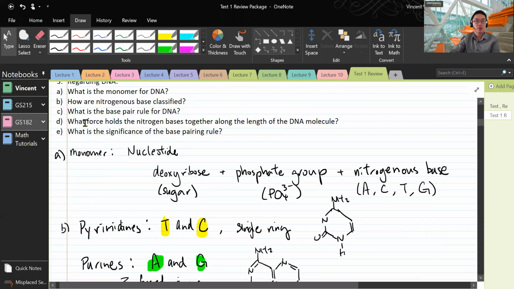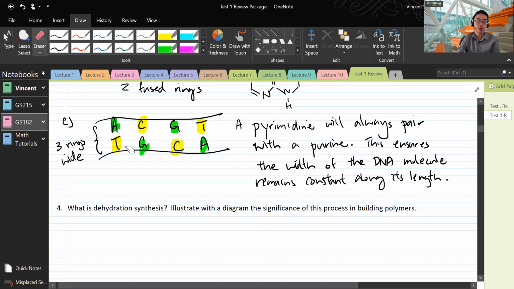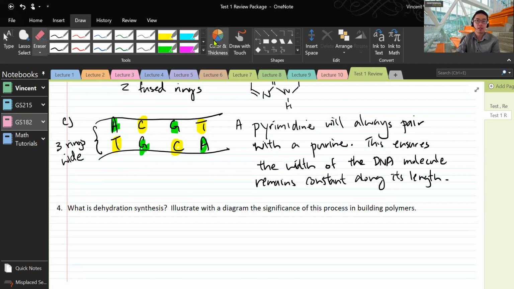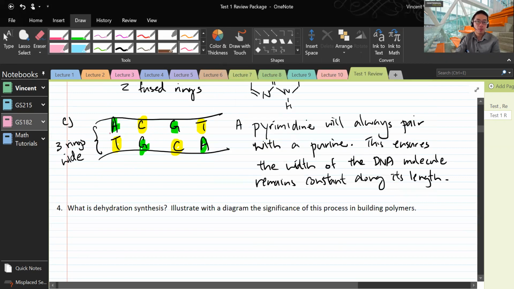Did I miss anything? Yes. What force holds the nitrogen bases together along the length of the DNA molecule? All right. So what's holding these nitrogen bases together? Well, we're going to have some hydrogen bonds again, right? For A and T, there are 2 hydrogen bonds, and for C and G, there are going to be 3 hydrogen bonds.